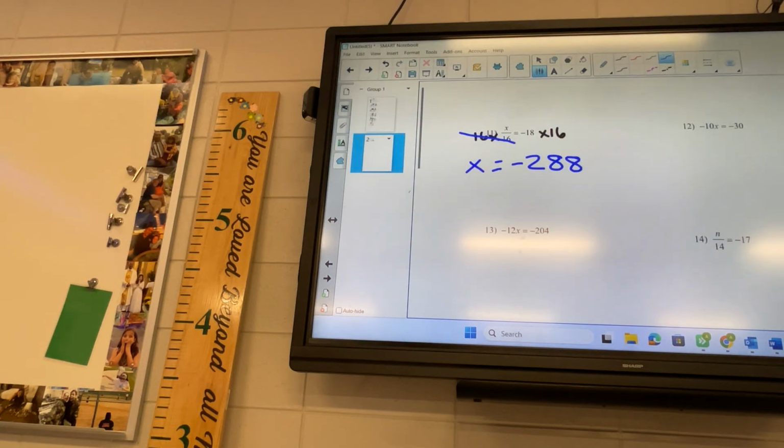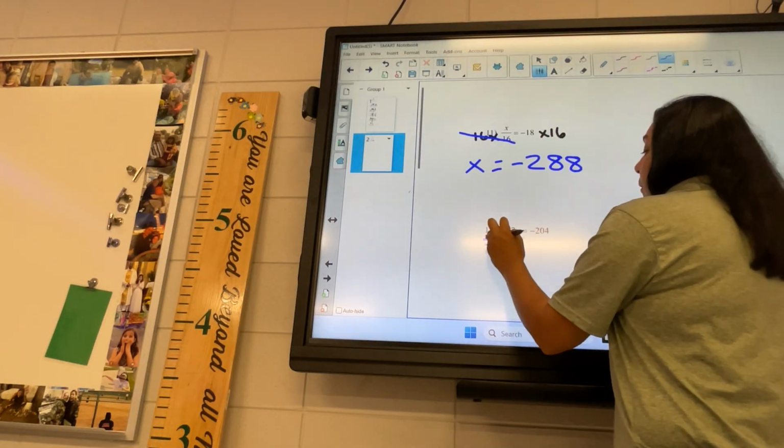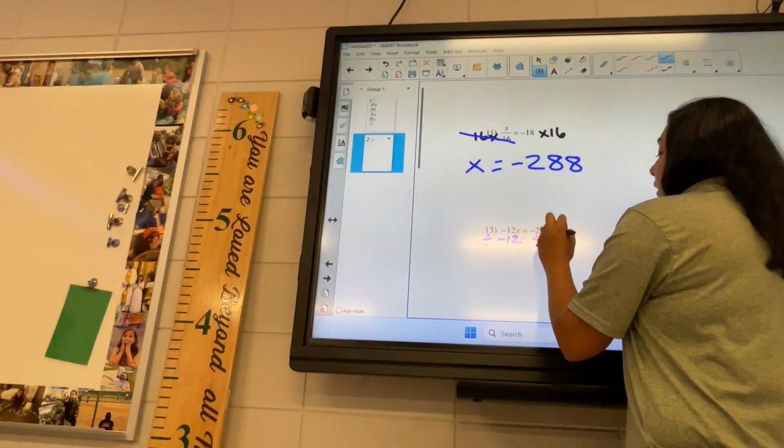Okay, 13. What operation is that right now? It says 12x. What does that really mean? Multiplication. So it means times. So what do we need to do? We need to divide both sides by what? Divide by negative 12.